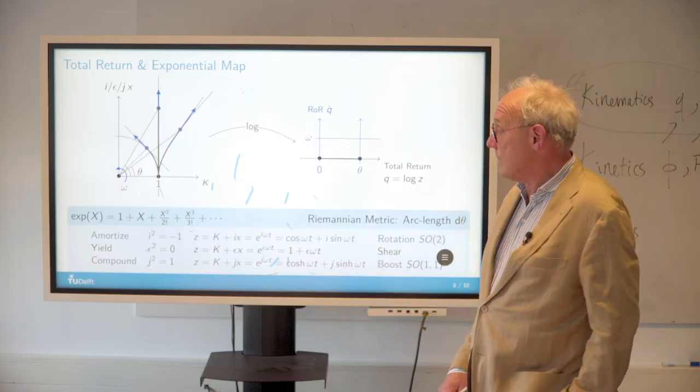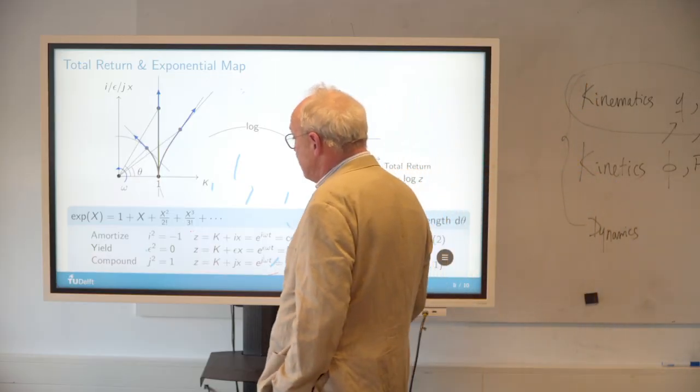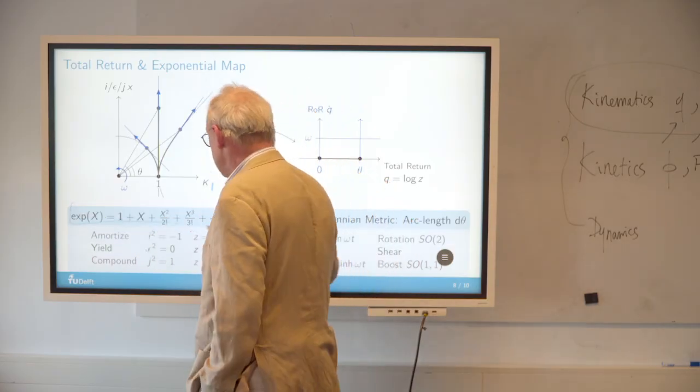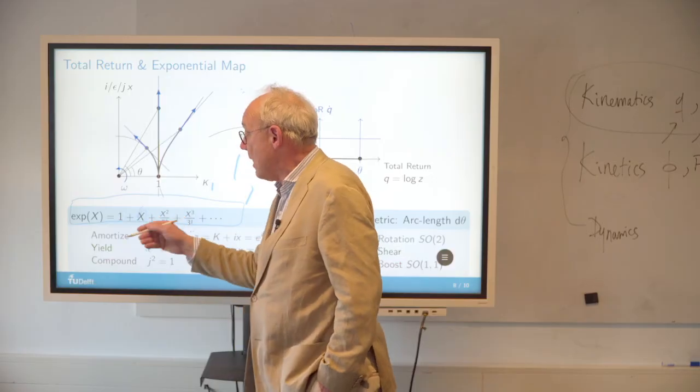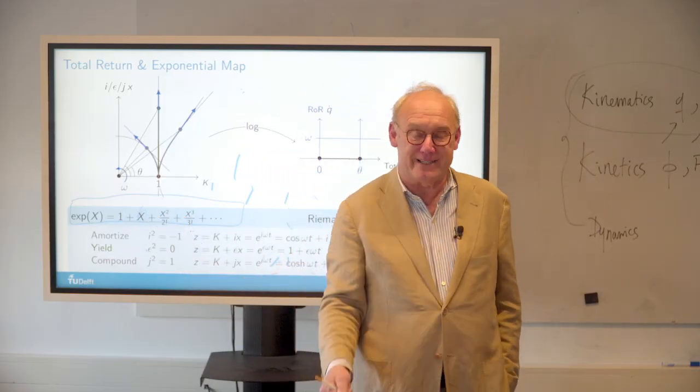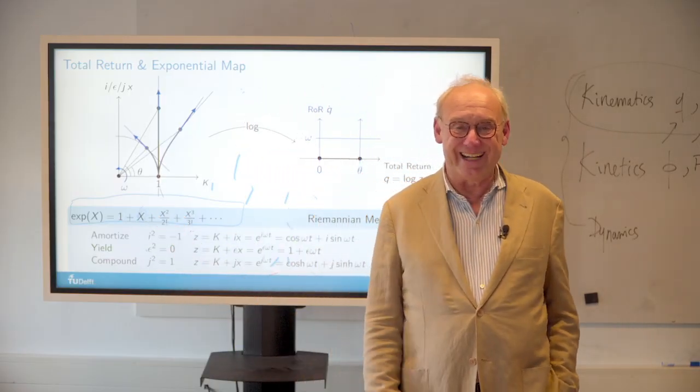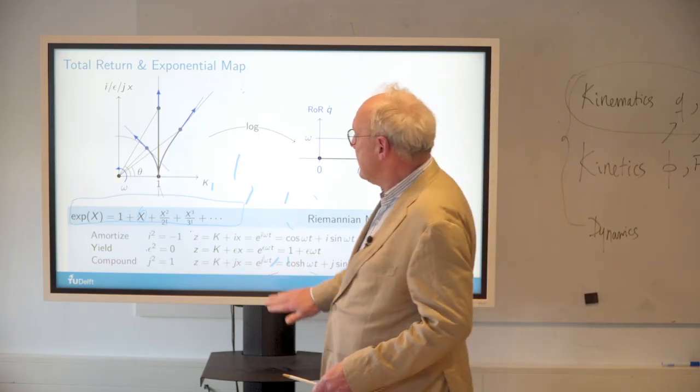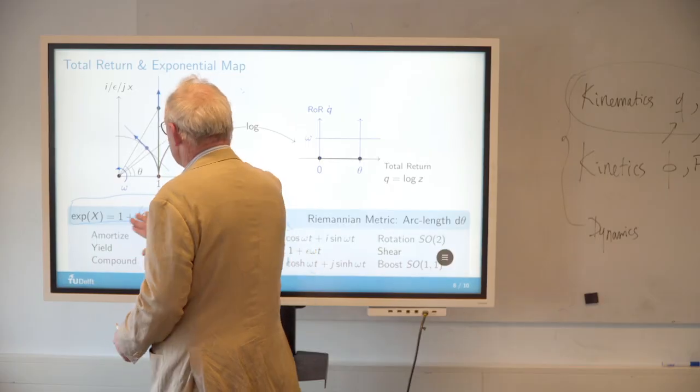Let's look at this amortizing thing. I said this before. So here's the exponential function. This is what it does. I actually don't know what this is yet. I'm going to have to plug in some movement in here. So let's look at this exponential, this amortizing loan.